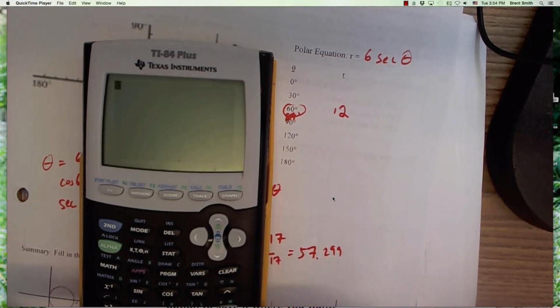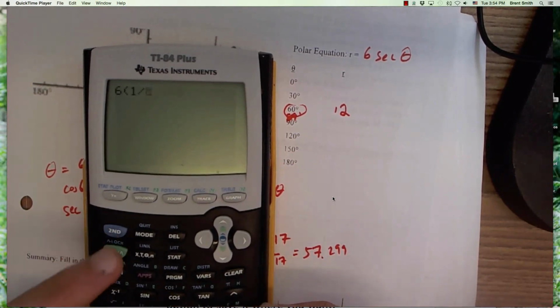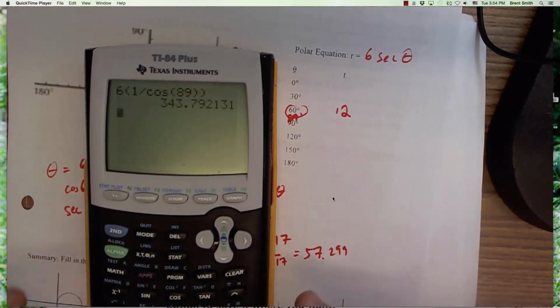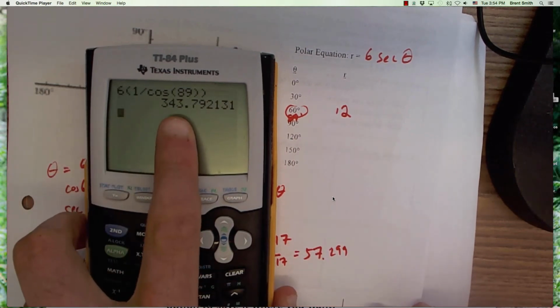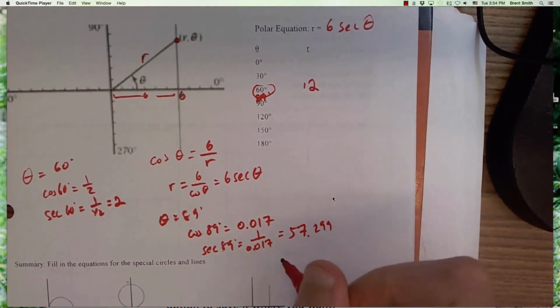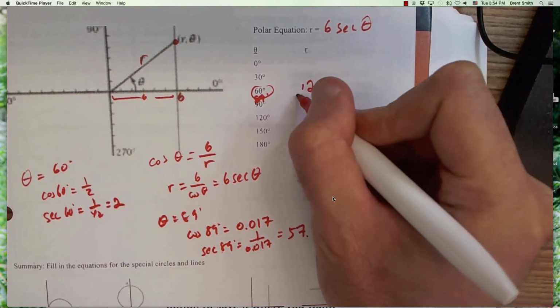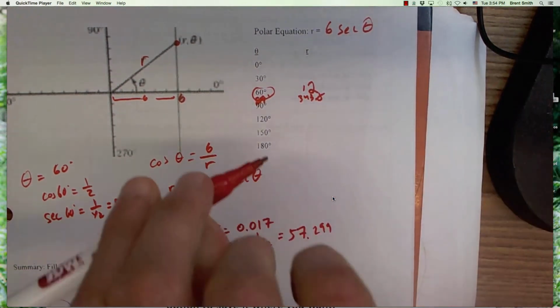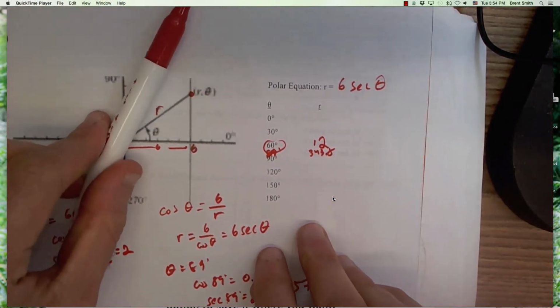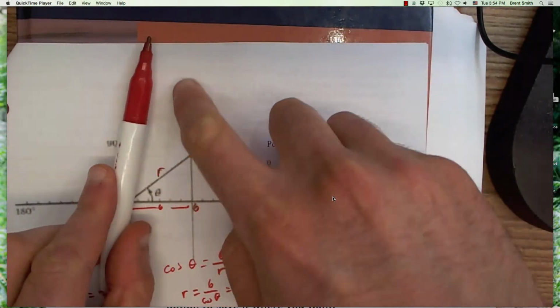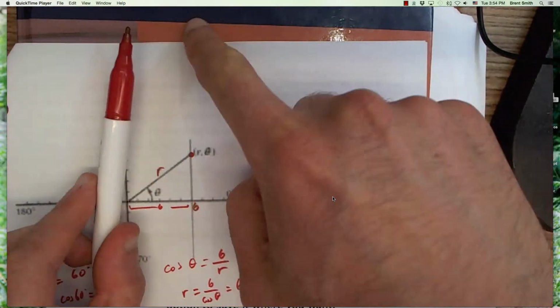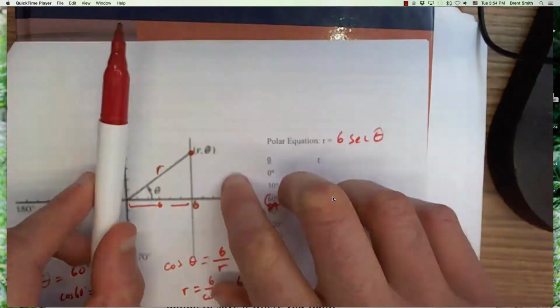So 6 times 1 over cosine 89 degrees is approximately 343.8. So you can see that as we're getting close to 90 degrees, it's going super far up. It makes sense it would still be on this line up here.